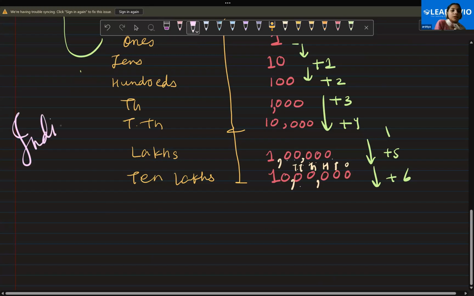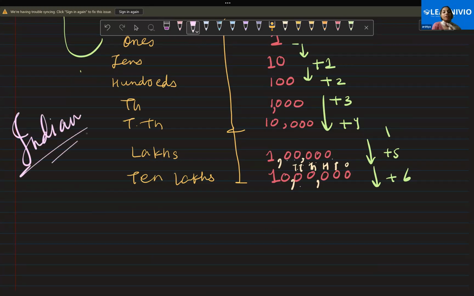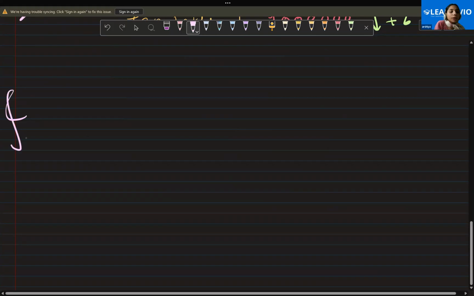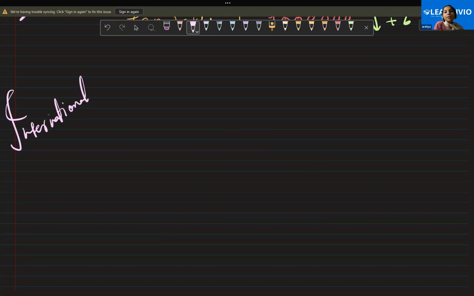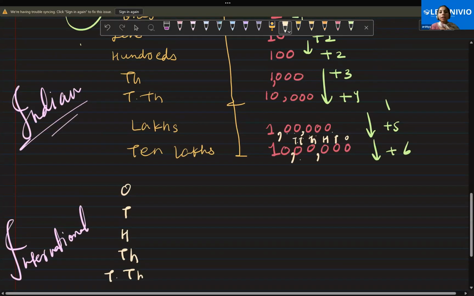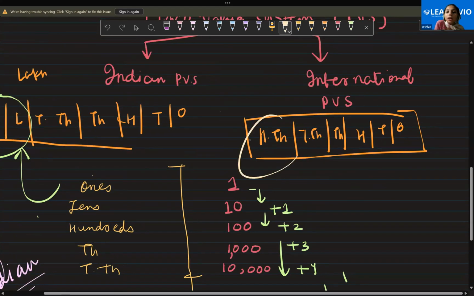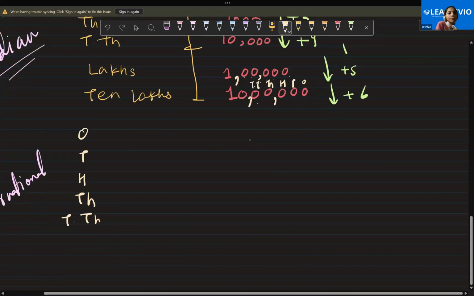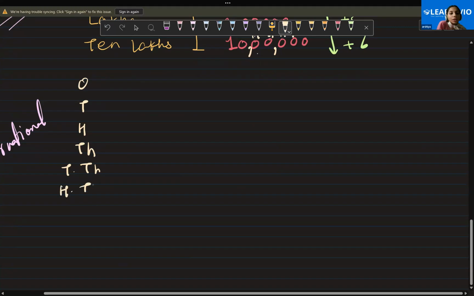So this was the Indian place value system, right? But if I talk about the international one, the same thing we are writing in lakhs and 10 lakhs, we'll just call it a different thing. The same pattern, everything is same. So how it was ones, tens, hundreds, thousands, and 10,000s. Now I told you that, Aisha, after 10,000s, we have something called 100,000s. So we'll write it as 100,000s.